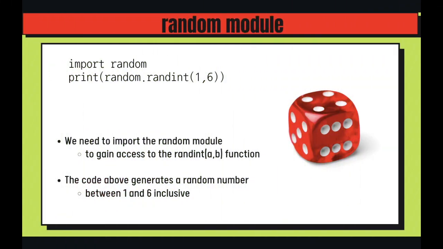We need to import the random module in order to gain access to the randint function. And the randint function takes two parameters as input, and they're both integers. What it does is generate a random number between those two numbers, inclusive of those two numbers. So here we have print random.randint(1, 6), and what this program does is print a random number between 1 and 6.